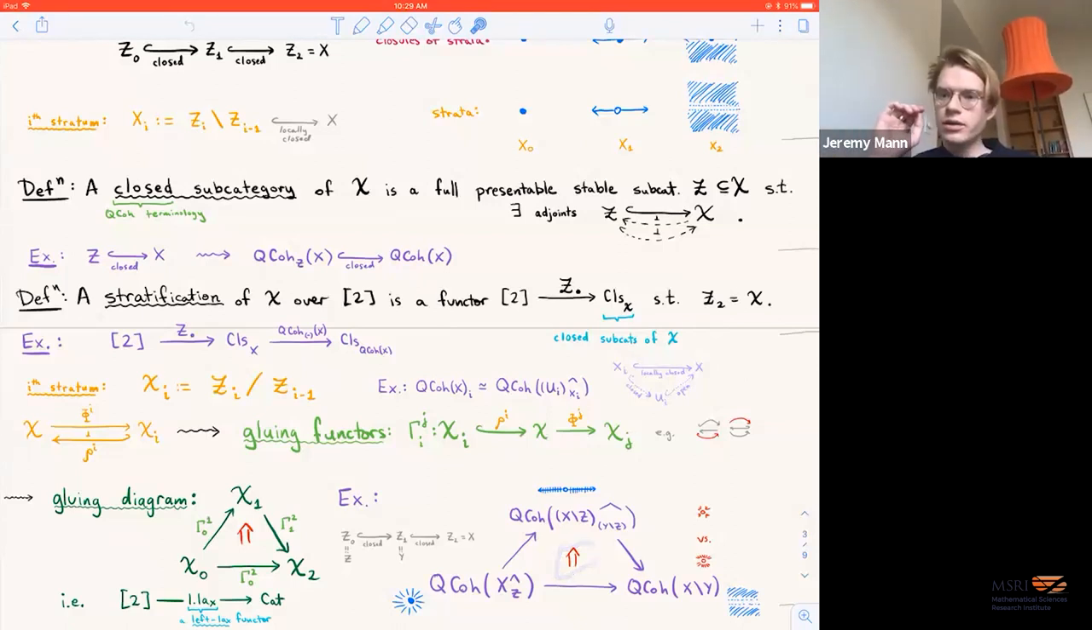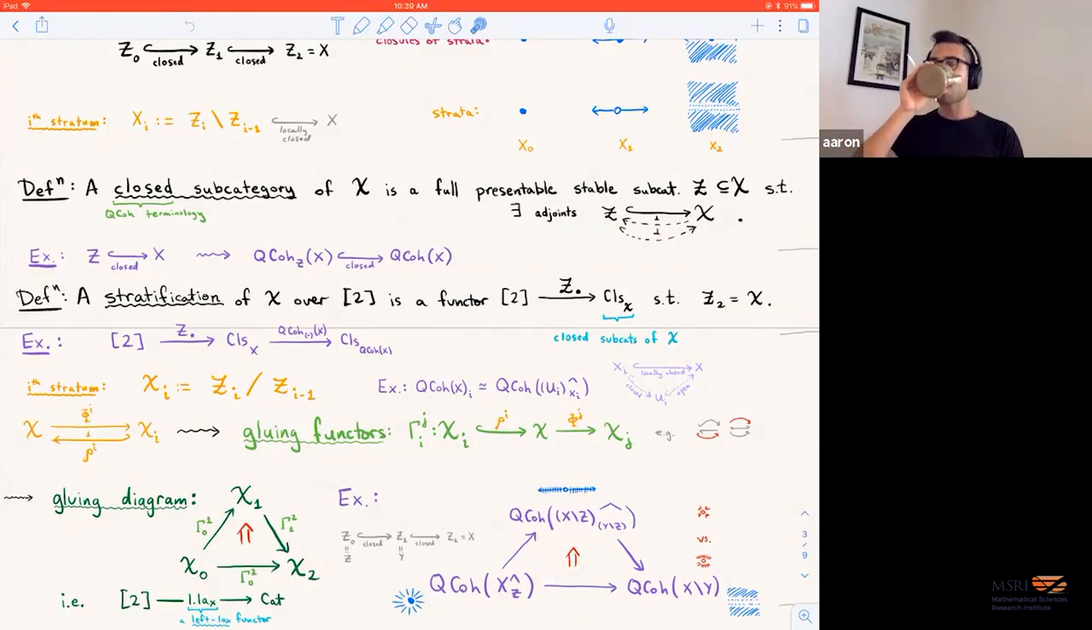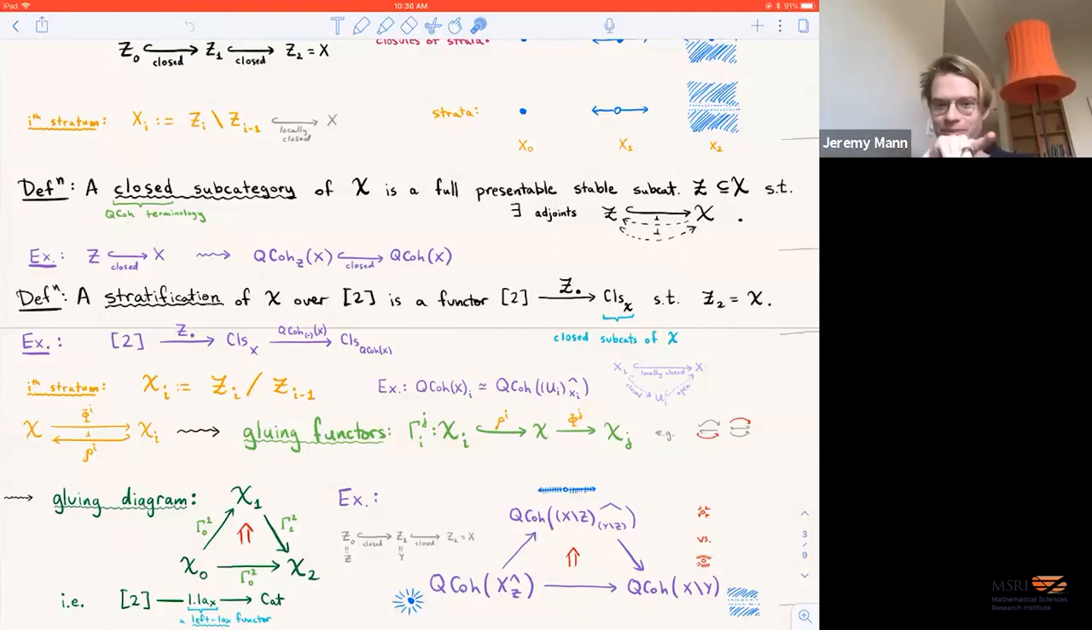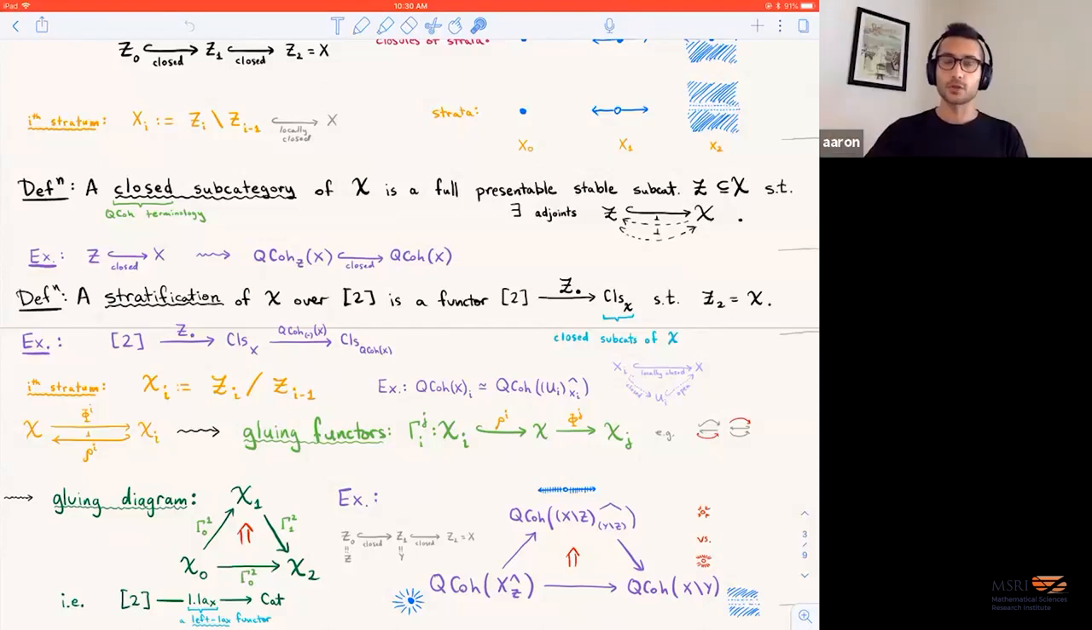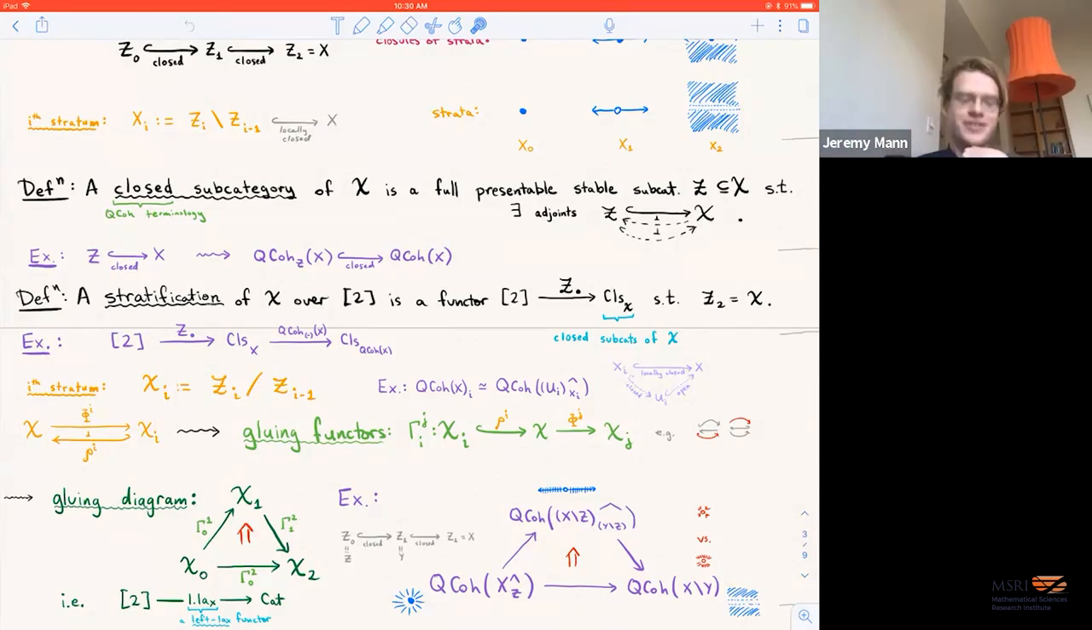Hey, Aaron. Yeah. This is Jeremy. Can you help me reconcile the quotient operation on the left side and the complement operation on the right side? Yeah, we already saw that with an ordinary closed open decomposition. When you take the quotient of QCO of X mod the ones that are supported on Z, you get QCO of the open complement. So taking set theoretic differences in schemes corresponds to taking quotient categories at the level of QCO. Okay, thank you. Yeah, you're welcome.